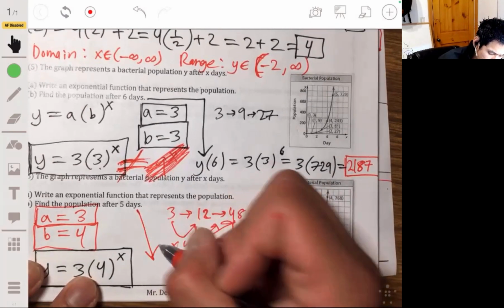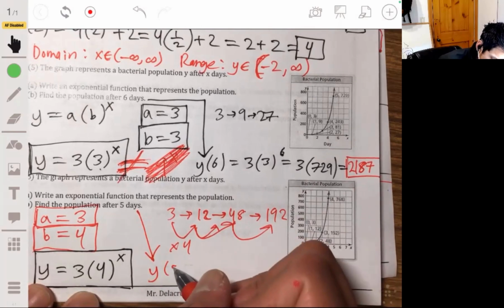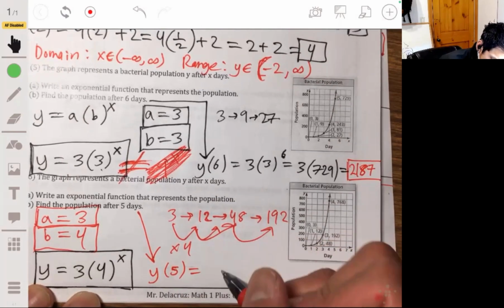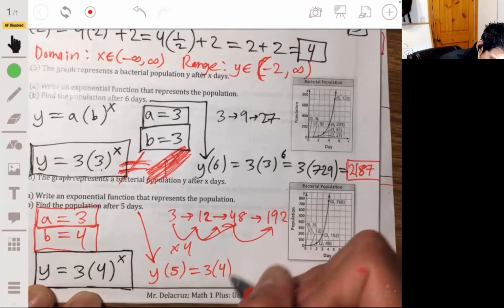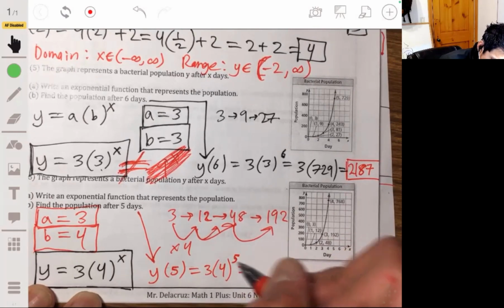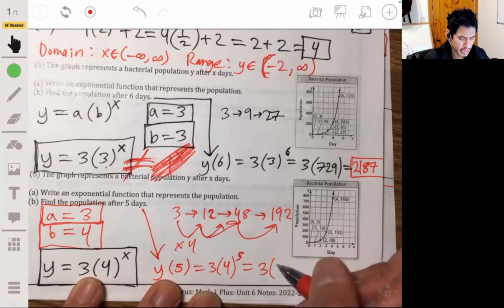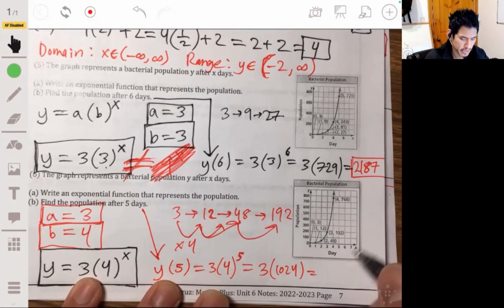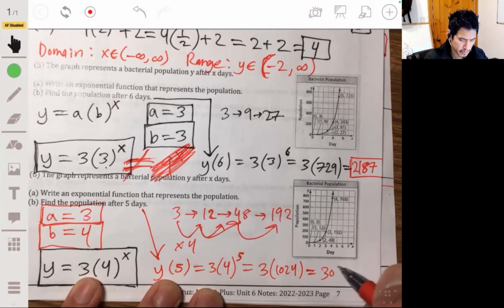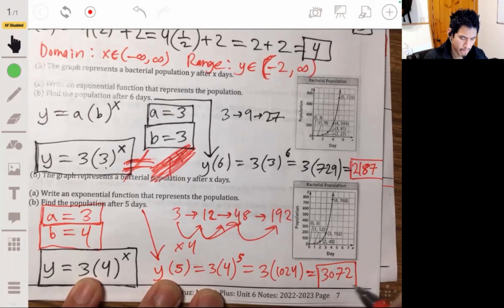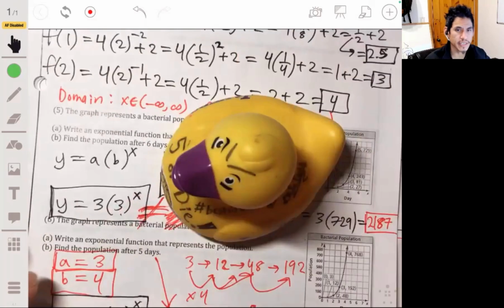For this one, find it after 5 days. So we're going to have y of 5 is equal to 3 times 4 to the 5th power. 3 times, what's 4 to the 5th power? Well, that's 1024, obviously. And 3 times 1024 is 3072. Yes, 3072. And bang, you got it. You're done with this first lesson.